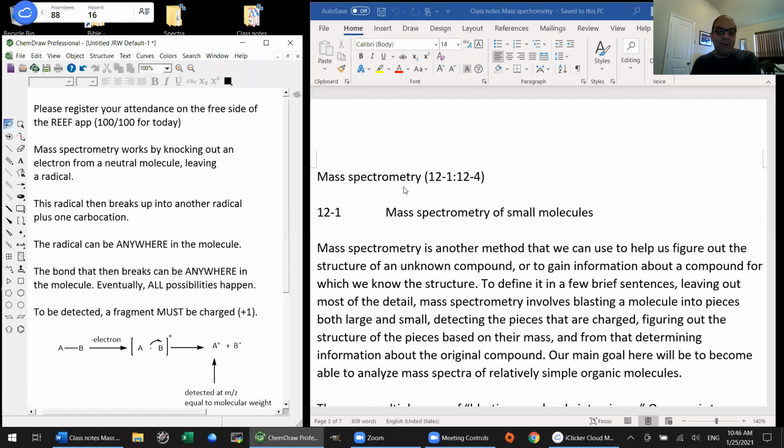You get what's known as a radical cation. You get something that has an unpaired electron somewhere and also has a plus charge by virtue of having lost an electron. And this thing, by the way, is generally abbreviated M plus dot.